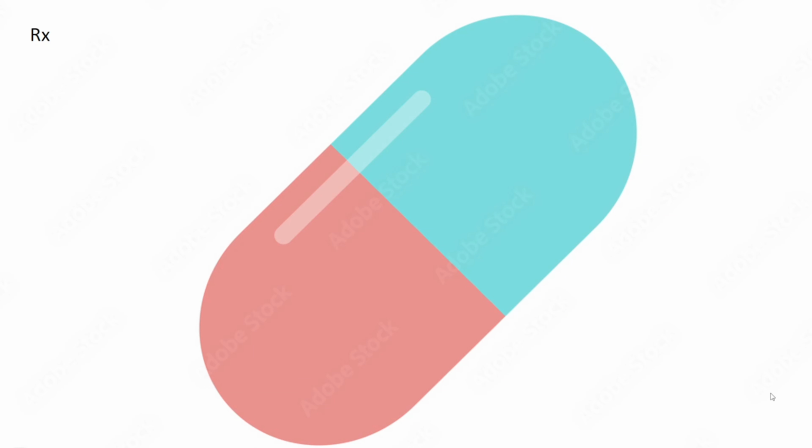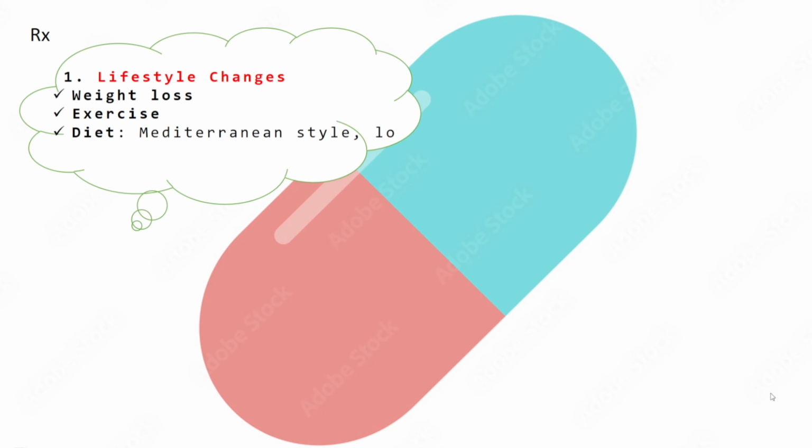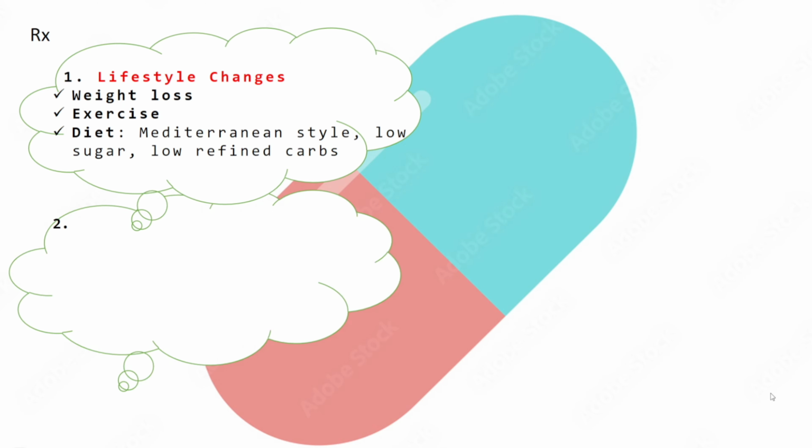Let's now look at how non-alcoholic fatty liver disease is treated. First and most importantly, lifestyle changes. This is the main treatment. Losing about 7 to 10% of body weight can significantly reduce liver fat, inflammation, and even reverse some scarring. Regular exercise, like 150 minutes per week of brisk walking or cycling, is strongly recommended. And the best diet is a Mediterranean-style diet, rich in fruits, vegetables, whole grains, and healthy fats, while avoiding sugar and refined carbohydrates.